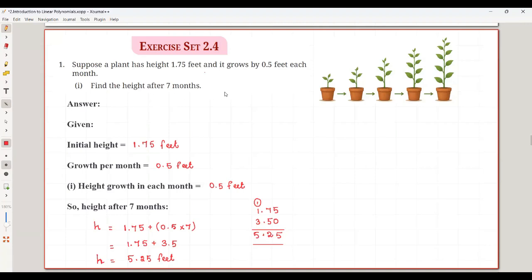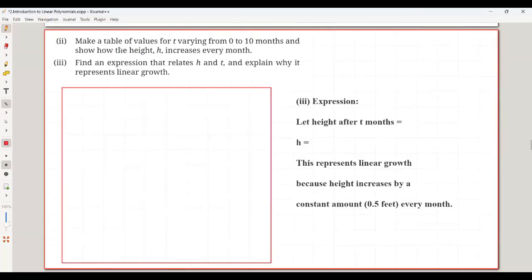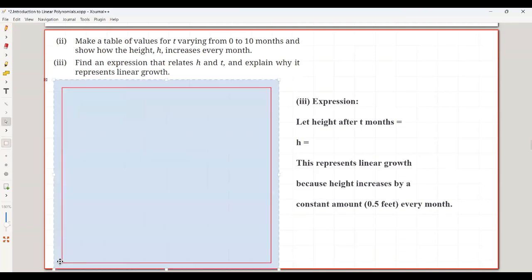This is only the first part over. So the next one, second part: make a table of values for t varying from 0 to 10 months and show how the height increases every month. So we have to form a table. How the t is varying from 0 to 10 months. One is the month column, another one is the height column. So I have taken the tabular column, you can just refer to it.